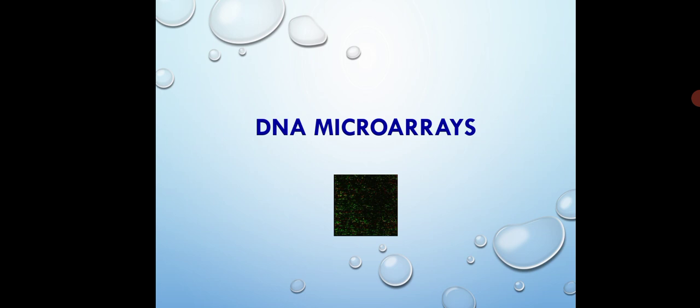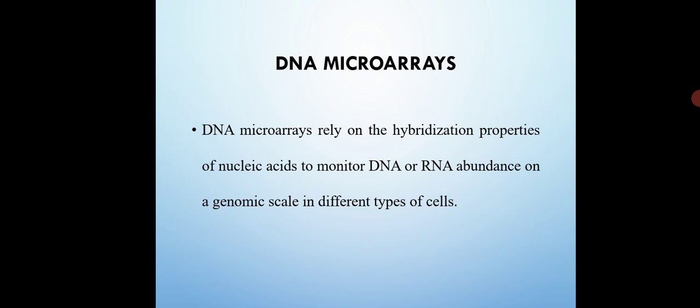Normally this type of technology can be used to monitor the amount of gene expressed in a particular cell. So we can also quantitatively measure the concentration of the gene expression and do qualitative analysis of a particular gene expression. So DNA microarray technology is based on the hybridization concept. It relies on the hybridization property of nucleic acid to monitor DNA or RNA abundance on a genomic scale in different types of cells.